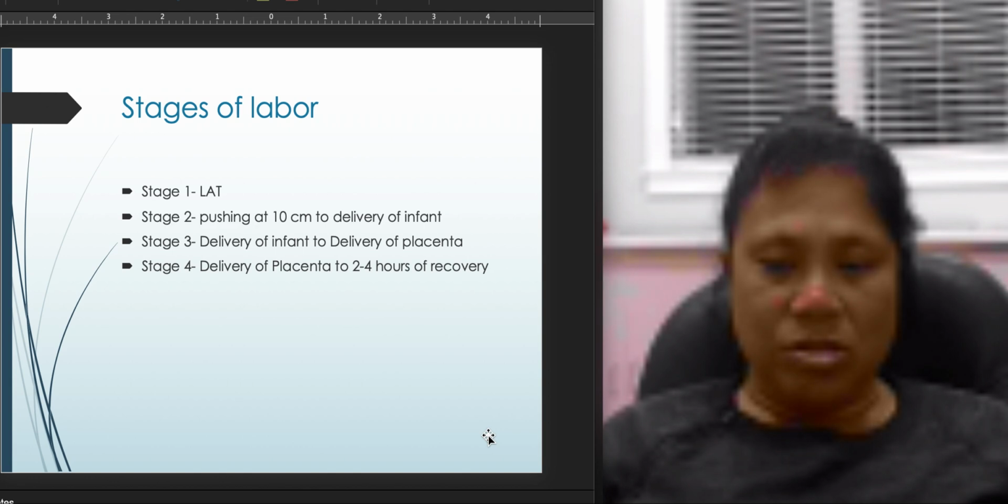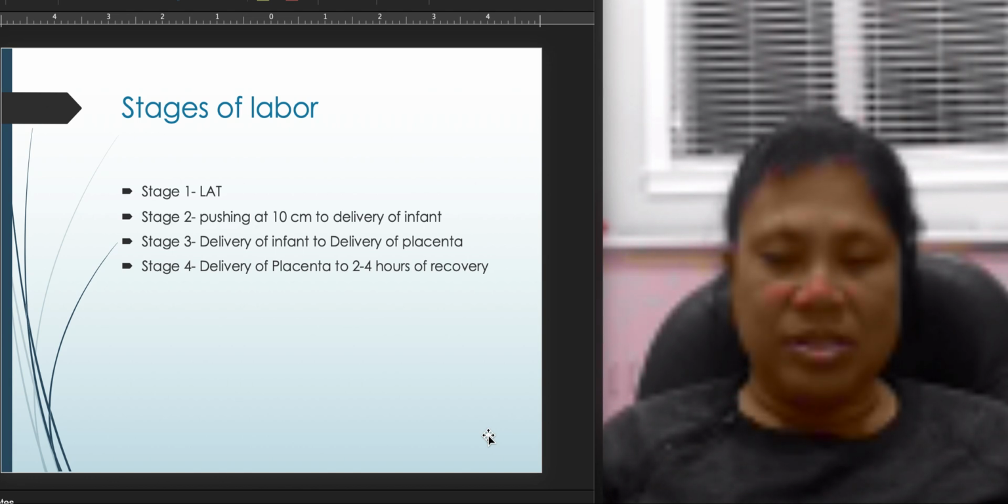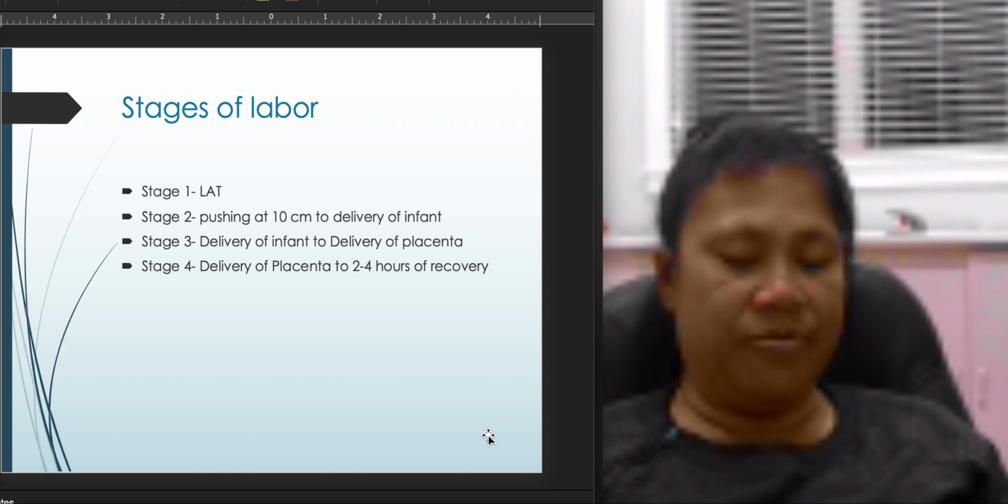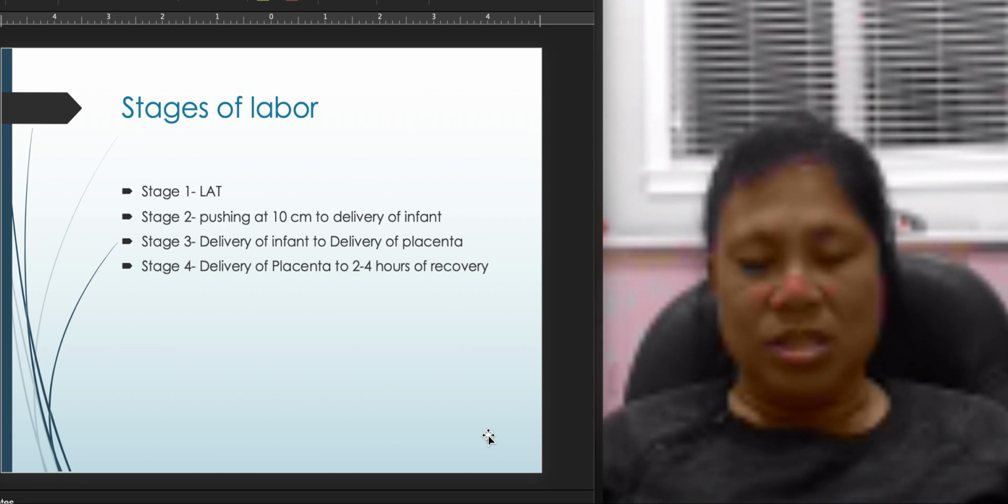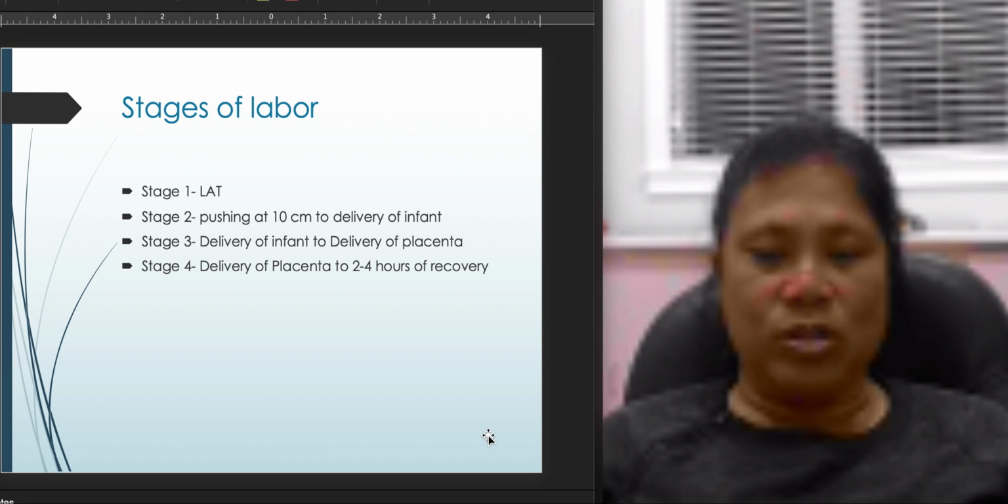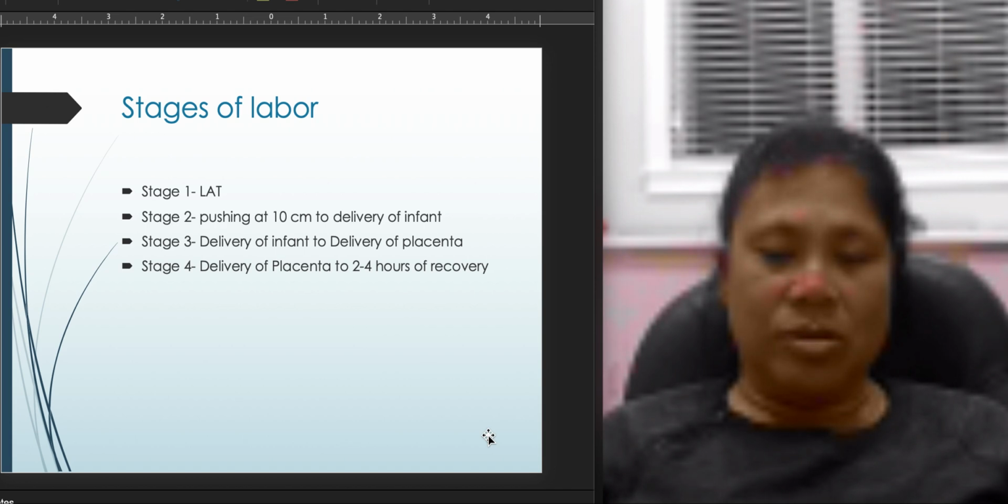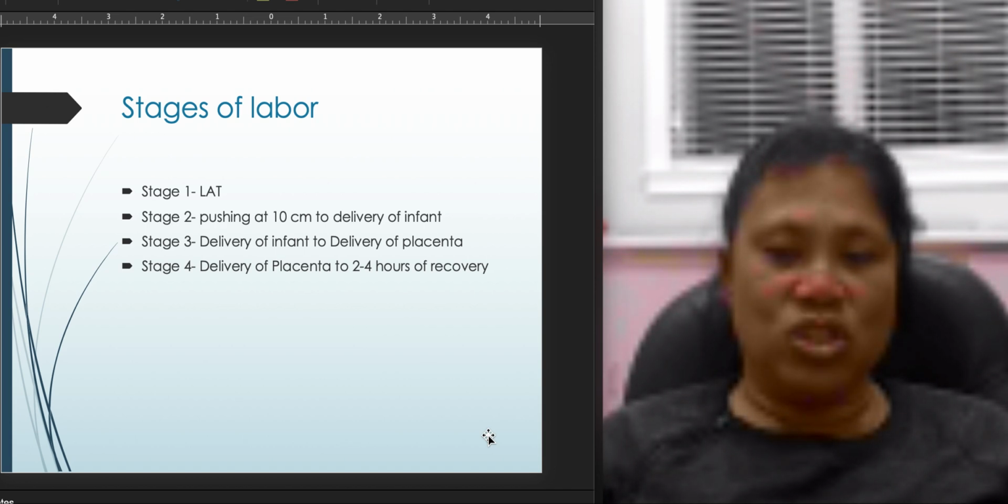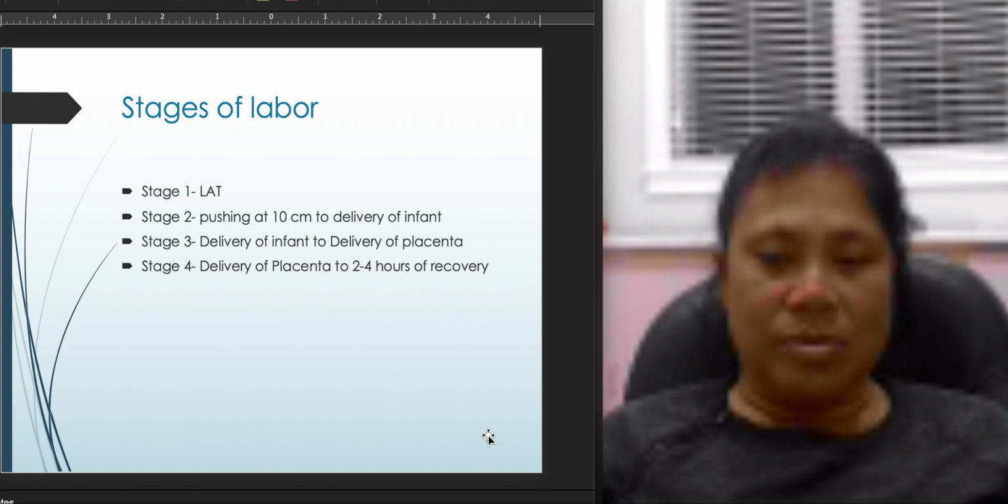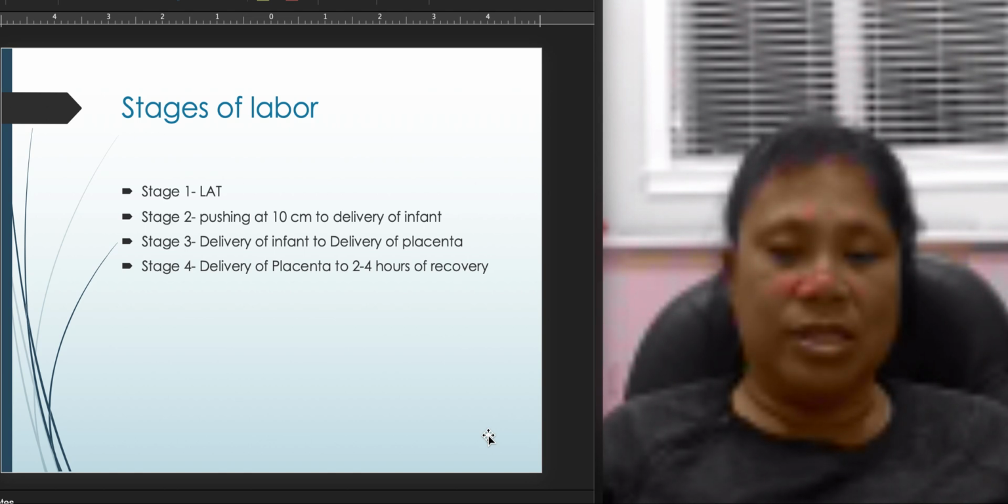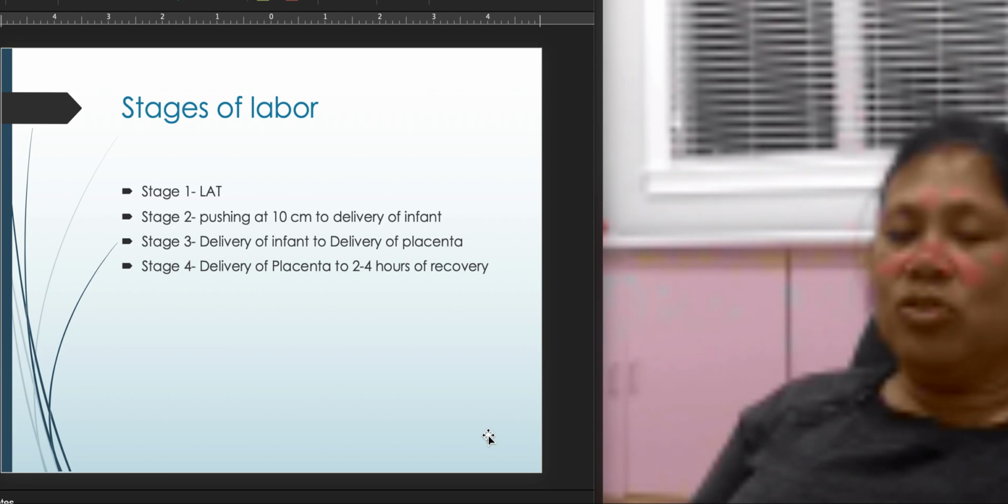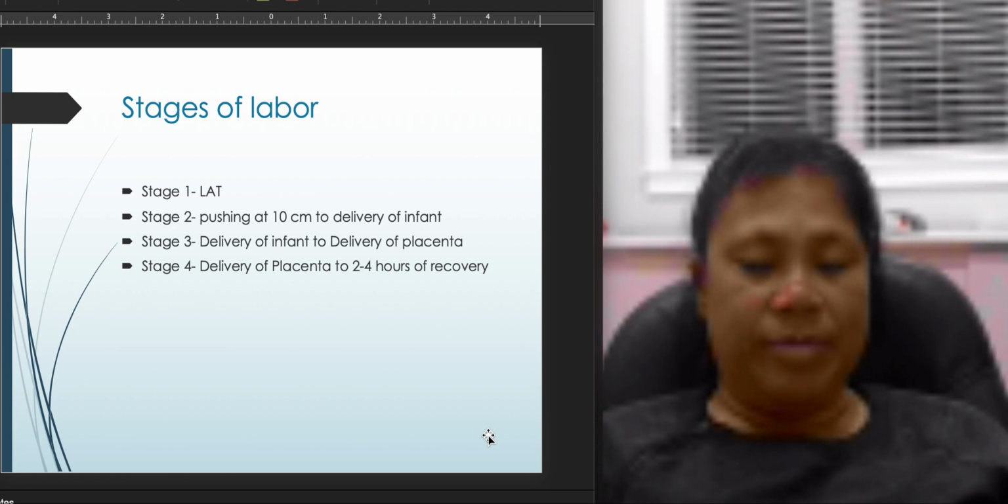So 4 to 7 centimeters is the active stage, and the transition is from 8 to 10. 8 to 10 is a trigger that you're getting ready to start pushing the baby to get into stage 2. The transition stage includes a lot of shaking. Sometimes the patient might get nauseous and vomit, but you usually see a lot of shaking. And in stage 2, they're pushing, they're 10 centimeters already, and this ends when the infant is delivered.